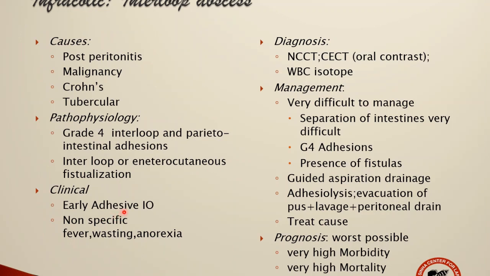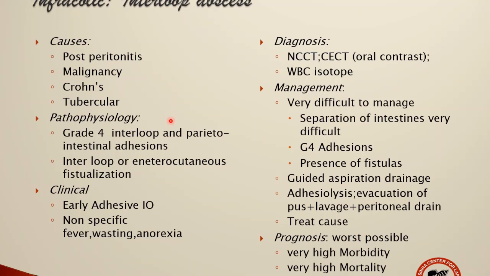Right? But coming to the worst form of localized peritoneal abscess, that is the interloop abscess, one which I would never like to handle, or I would never like myself to have an interloop abscess. Why? Because it is a very highly morbid and a highly mortal condition. But let's go from the causes. Post-peritonitis, malignancy, Crohn's, tubercular. The two very common causes, Crohn's, tubercular, and then of course post-peritonitis.